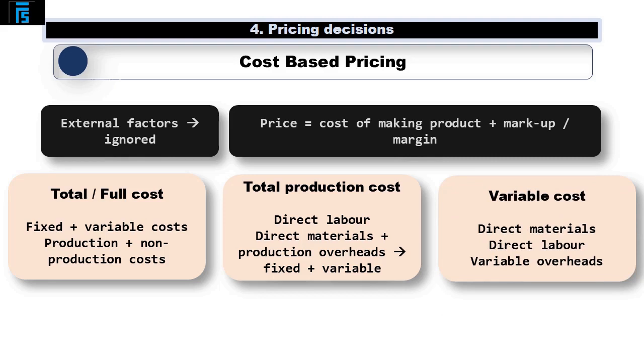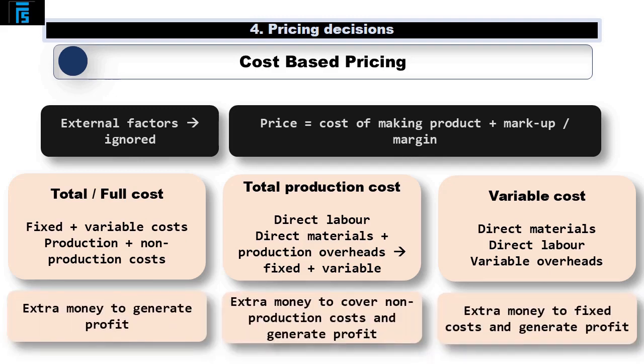In order to ensure that we are still making a profit, we then add on an extra sum of money to cover fixed costs, if we are using the variable cost basis, to cover non-production costs if we are using the production cost basis, and in all cases to generate a profit. We call this cost plus pricing, the plus being the element that we are adding on.